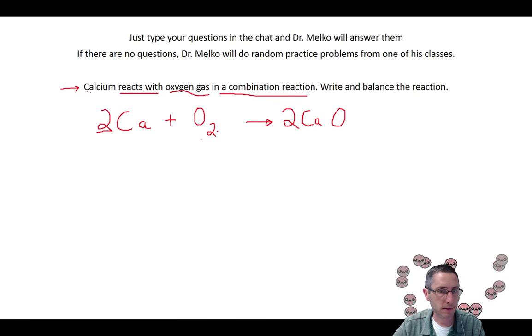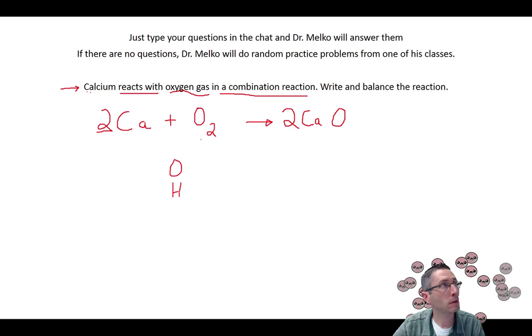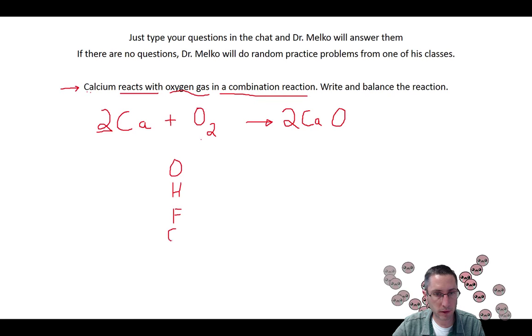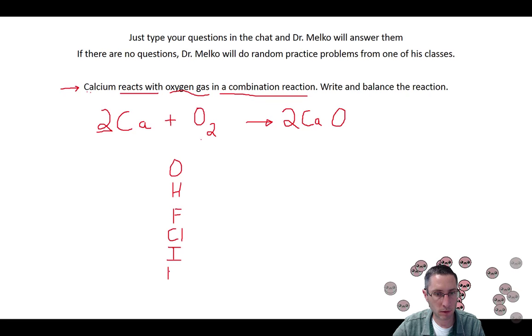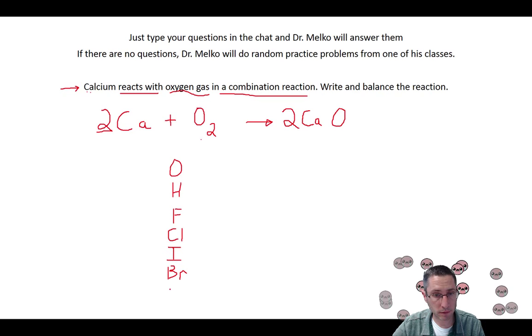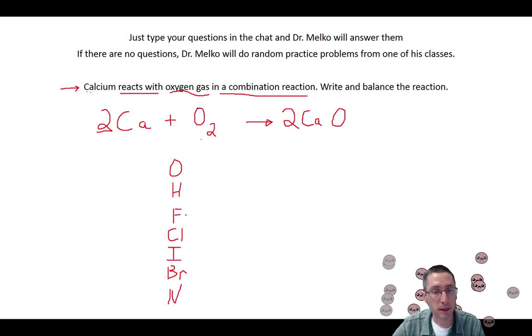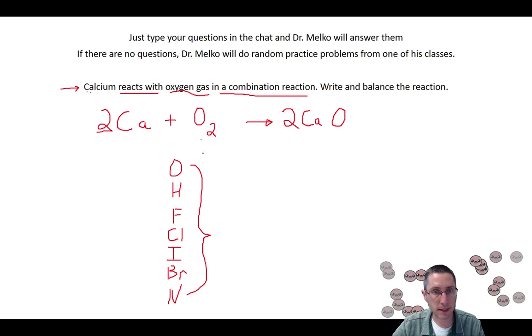The diatomics. Right, the diatomics are oxygen, hydrogen, fluorine, iodine, bromine, nitrogen, what else? 3, 4, 5, so that should be all of them. So these, hydrogen, nitrogen, oxygen, fluorine, chlorine, bromine, iodine, these are the 7 elements that you have to memorize, always come as diatomics.